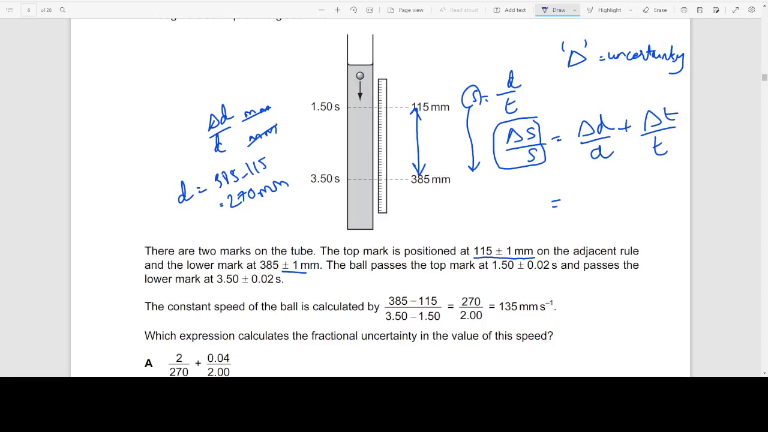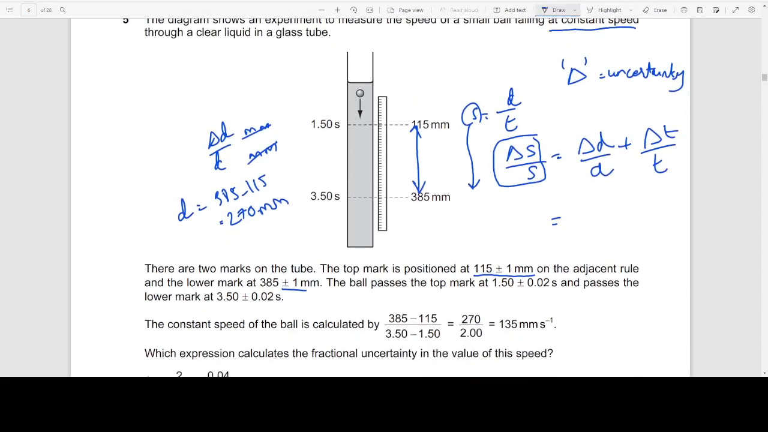Plus minus 1 millimeters. So we'll need to calculate delta D. Since we know that D is 385 minus 115, we'll have to add the uncertainties of 385 and 115. We'll have to add 1 millimeter and 1 millimeter to calculate delta D, because for any two or more values which are added or subtracted, the uncertainty is just going to be the sum of their absolute uncertainties, which is 1 millimeter plus 1 millimeter, which is 2 millimeter.